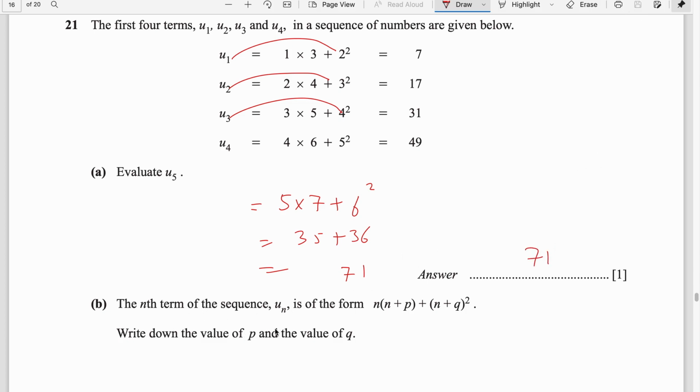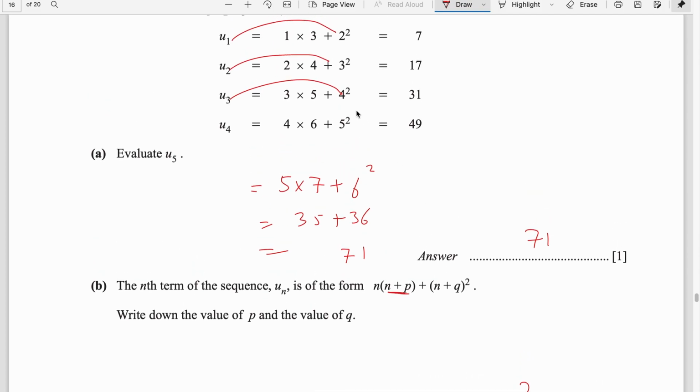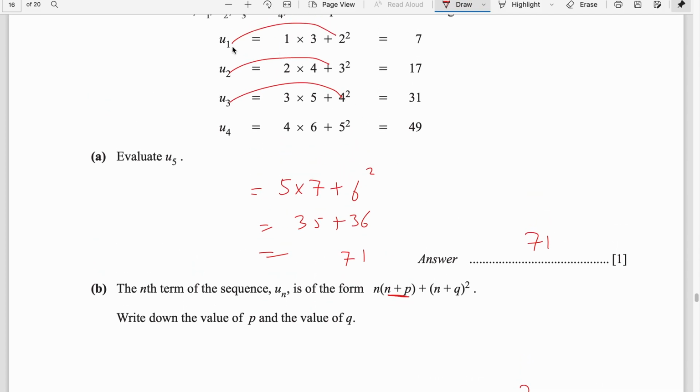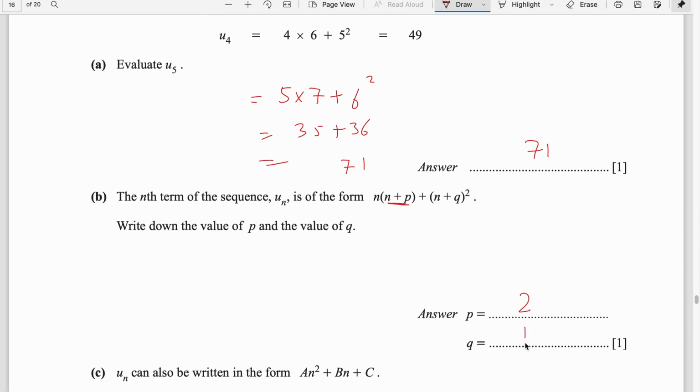The nth term of the sequence is in this form. Write the value of p and q. As we already discussed, this is n. 1, 2, 3, 4. So there it stays there. Every second number is actually 2 more. So p must be 2. And every number is 1 more than the term number. So q must be 1.